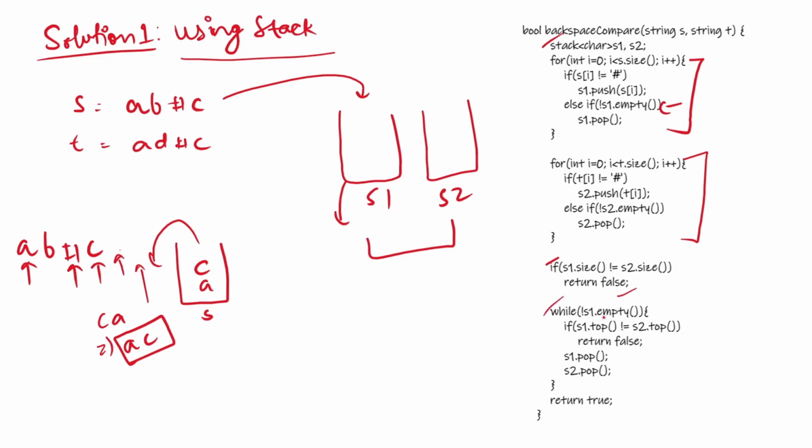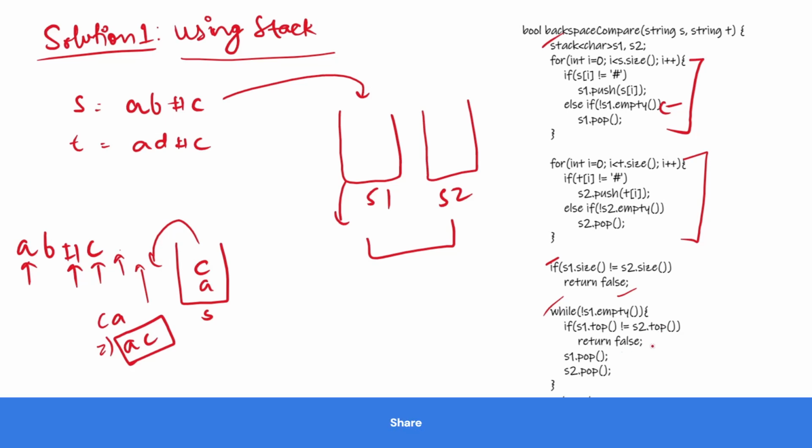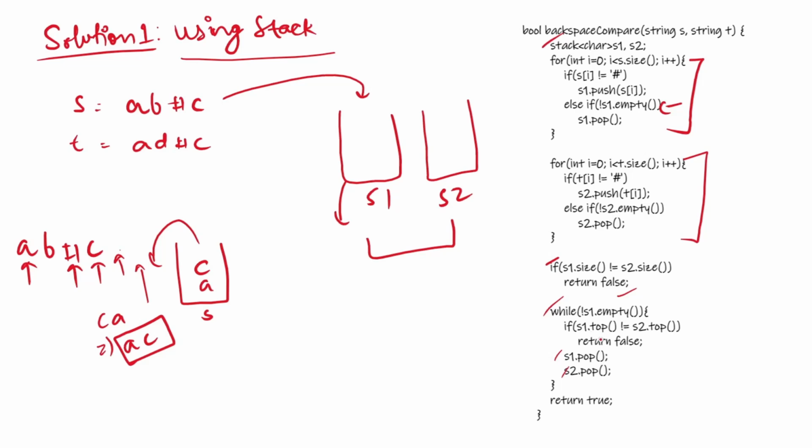Otherwise, we will check until both of them are empty. If their top is not equal, then we will return false, otherwise we will pop out both tops and check for the next top. And finally when the list is empty, then we will return true. So this is the code.